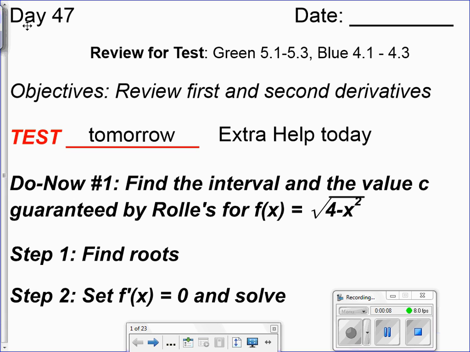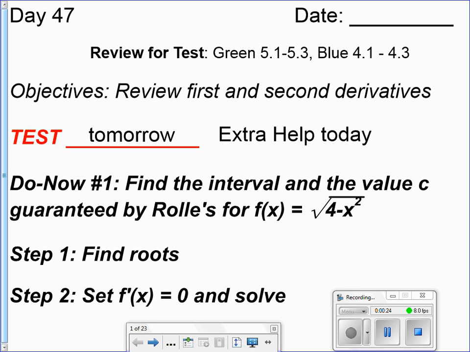Green book or 4.1 to 4.3 in the blue book. The do now is going to help you for the test. It kind of mimics two of the problems. And for the first one, I want you to first of all find the interval for Rolle's theorem.